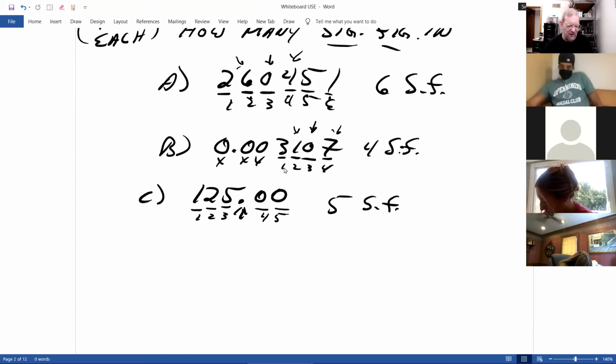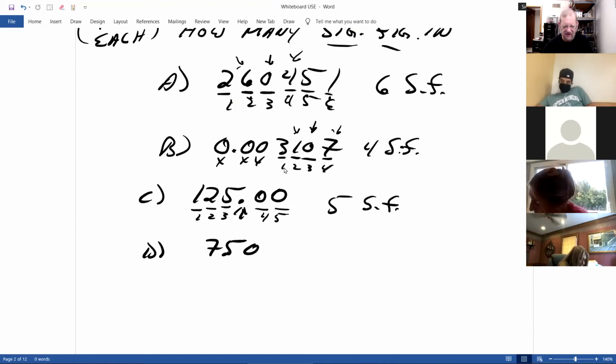Oh, let's do another one, make it interesting. And if we have this number, how many significant figures? Oh, look, there's a 0, but it's at the end, and there's no decimal point. And therefore, this is not significant. But all non-zero numbers are, 1, 2, so this would have 2 significant figures.